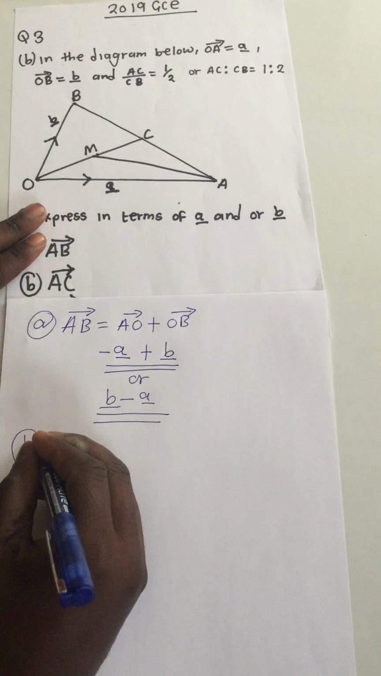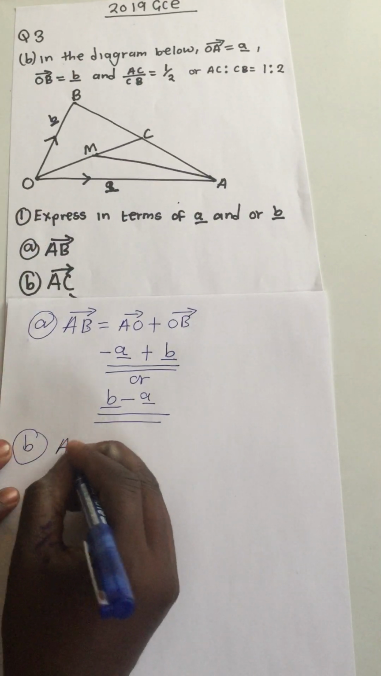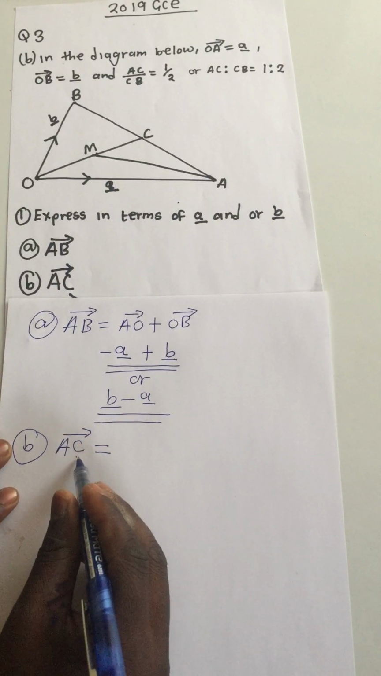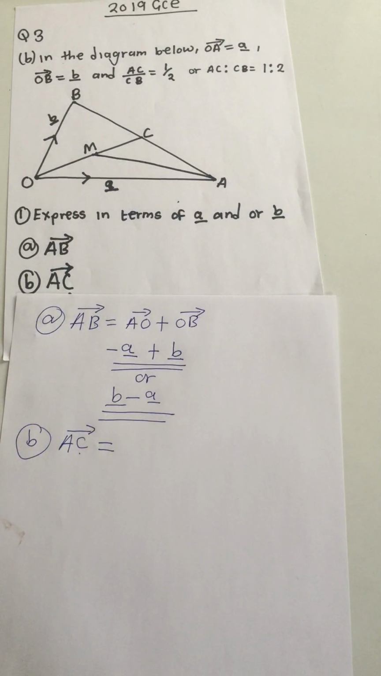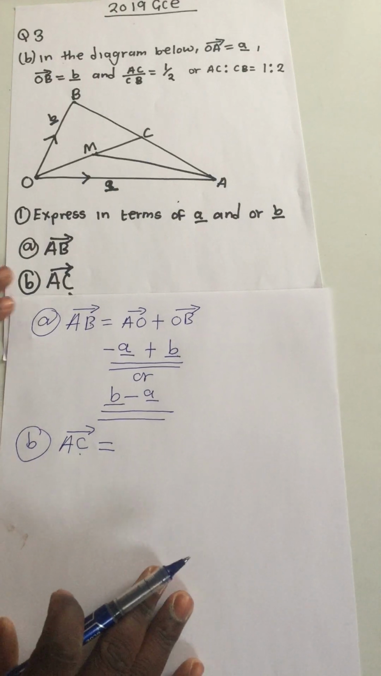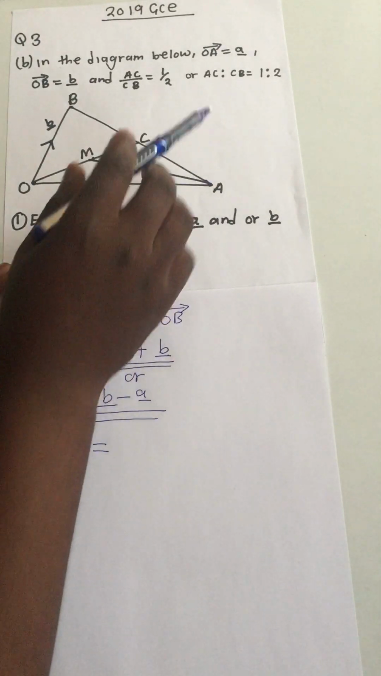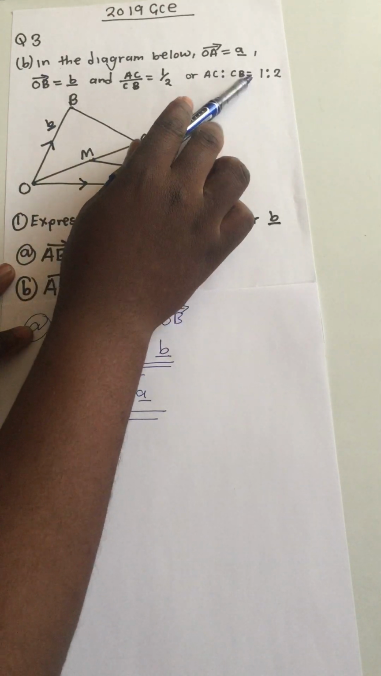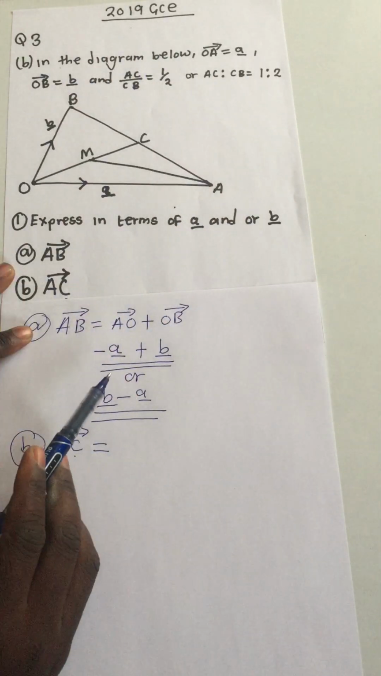So we go to B. B, it says what? Vector AC. So C should be at the end. So how do you answer for vector AC? Check the routes. Have you seen the routes? So they want you to find vector AC. How do you find AC? You have to be careful with the ratios. That's why I said you have to be careful with the ratios. They told you AC to CB is what? 1 to 2.